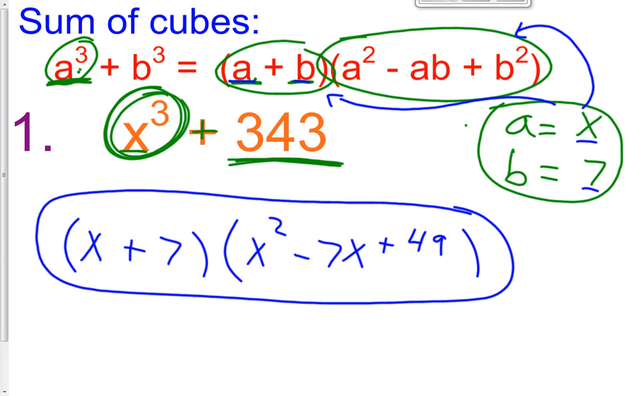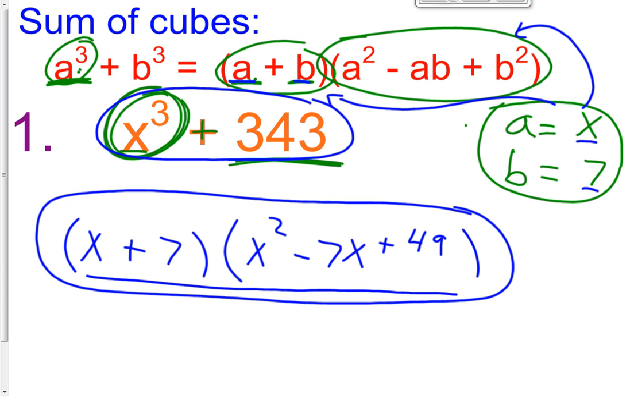If you wanted to check your work, you can multiply these two by each other, and you should get right back to x cubed plus 343. So that's the basics of this. Once you've recognized that it's the sum of 2 cubes or the difference of 2 cubes, you label what a and b are. Once you label what a and b are, you put them into your formula.